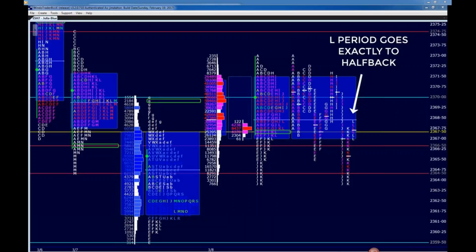Notice, what do we have right now? We have a very mechanical rally to exactly half back. We have a poor low because there is no excess on it. So we have a lot of confusing information in this rotational day. Okay, let's continue to play.